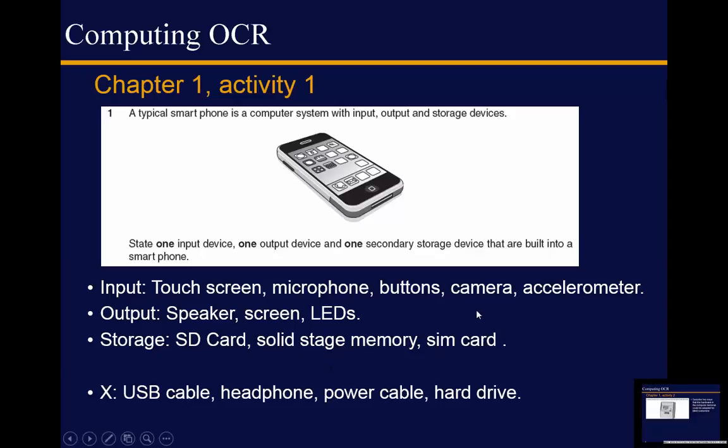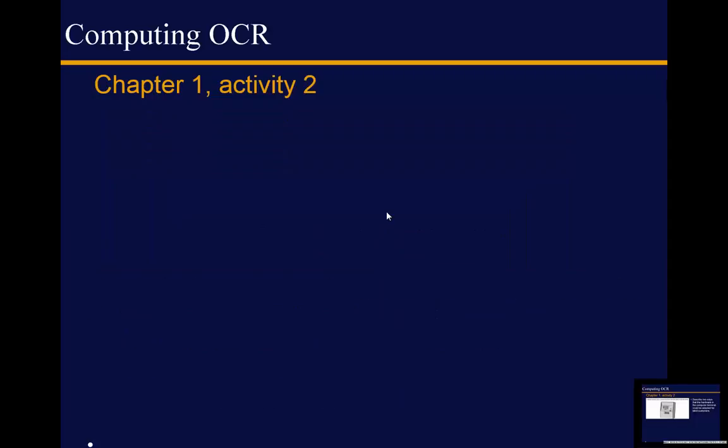Now these are the things, when I was marking the paper, these are the things I came across, and I want you to remember these answers and make sure you don't put them. USB cable is not an example of anything in there. Headphone is an example of an output, but it's saying the smartphone, it's not saying any extra attachments. Power cable has nothing to do with any of this, and neither does a hard drive, because a hard drive has a moving part. Okay, so they're the things you've got to remember.